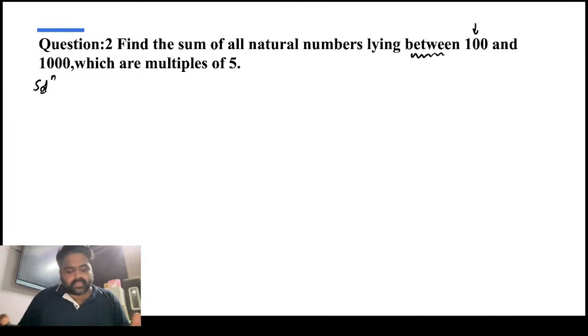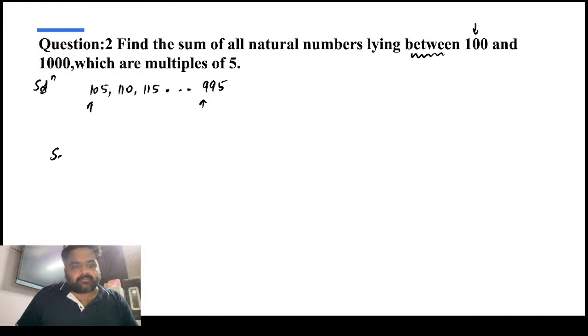So the terms in between them are 105, 110, 115, and the last term is 995, and we are going to calculate the sum of all these terms. ठीक है ना? So now we need to calculate the sum. The formula when the first term and the last term are both given is n by 2 (a plus l), where n is the number of terms.